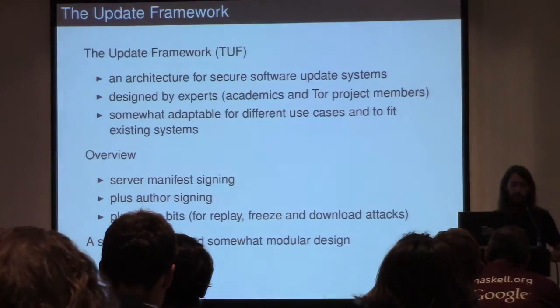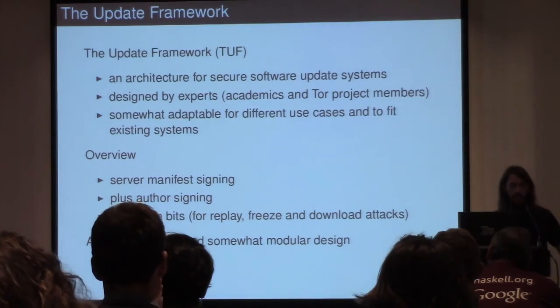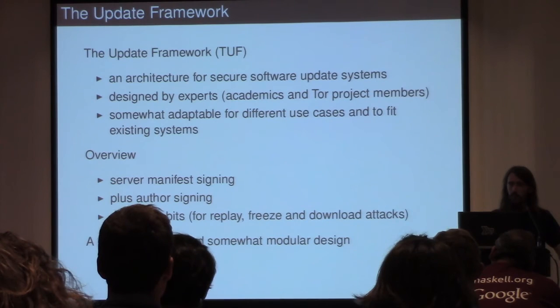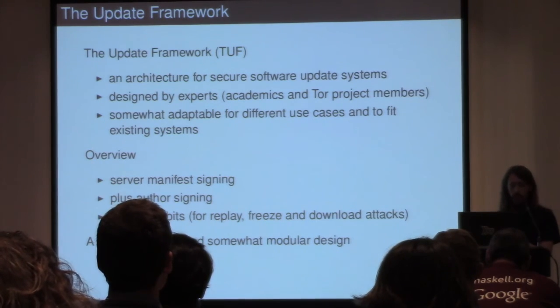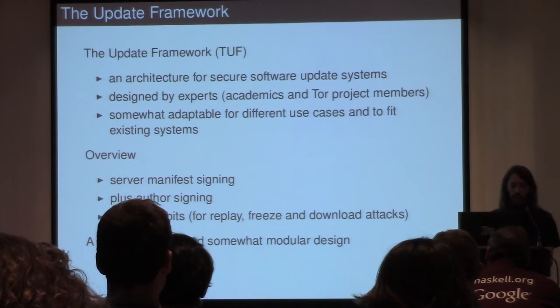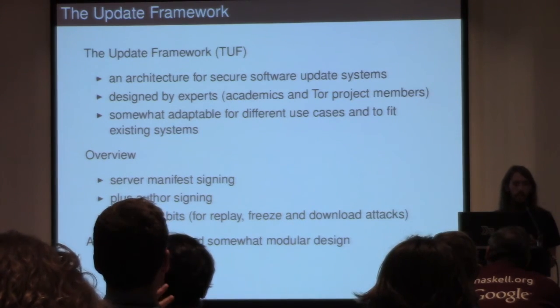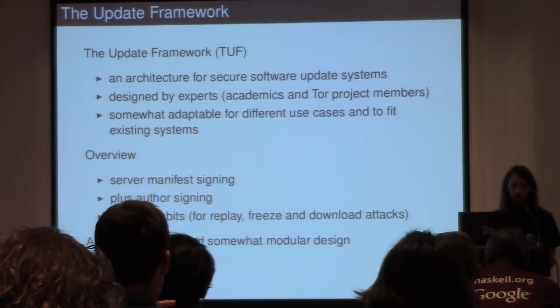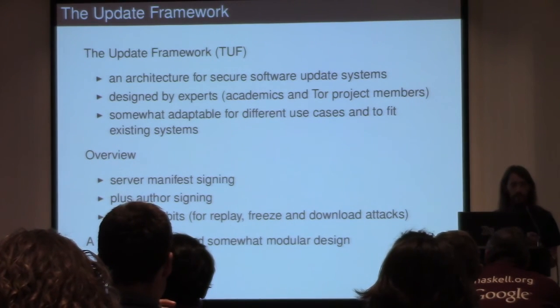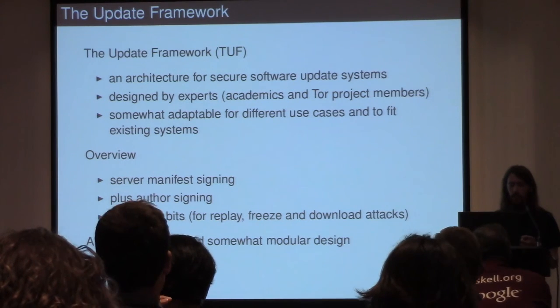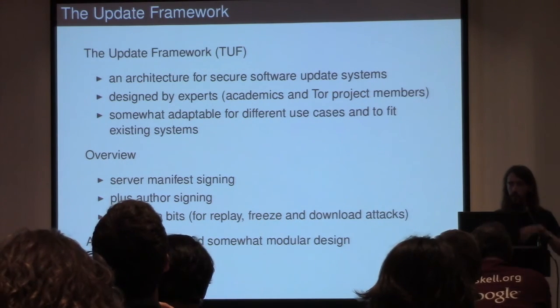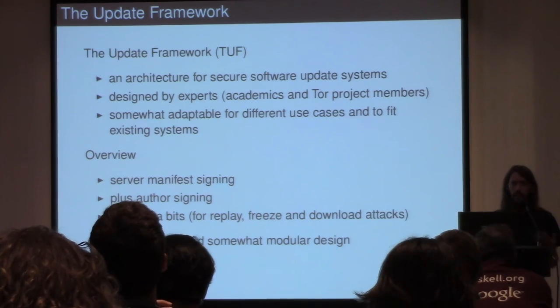Okay, TUF. So it's an existing architecture. It's written by a bunch of academics. It's an architecture and an implementation, but we're using it as the architecture, and it's somewhat adaptable to fit different use cases. And it basically uses a combination of the things we saw already. It uses server-based manifest signing, index signing, and author signing, and some extra bits to deal with replay, freeze, and download attacks. And so it identifies all these attacks and has measures to prevent all of them.